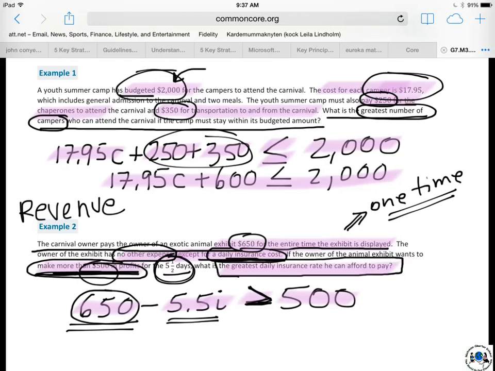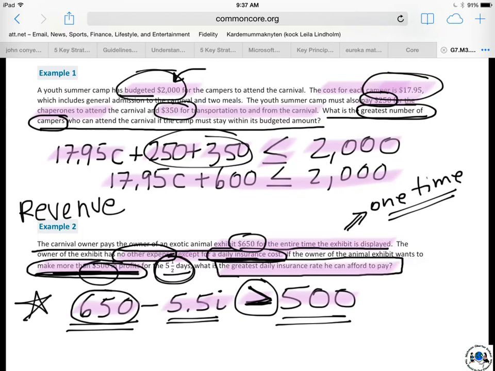This would be his expense, and then this would be the profit, and he wants to make more than $500. Okay, so this, and again, if you don't have this as your inequality, I understand, because it is a little bit confusing. I had to look at it a couple of times myself.